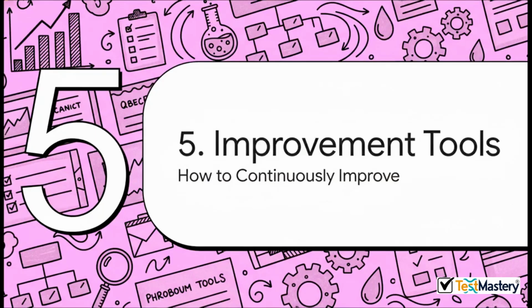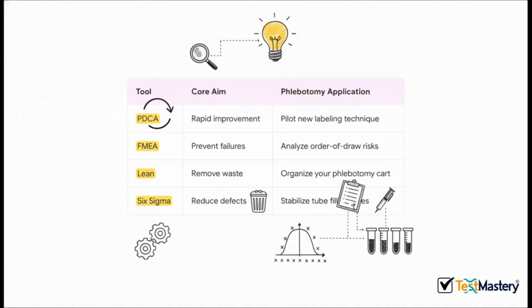You know, quality isn't a one-and-done thing. It's a continuous journey of improvement. So how do we actually get better? Well, there are specific tools for that. Let's take a look at your Quality Improvement Toolkit. Think of this as your quality improvement toolbox. You wouldn't use a hammer to turn a screw, right?